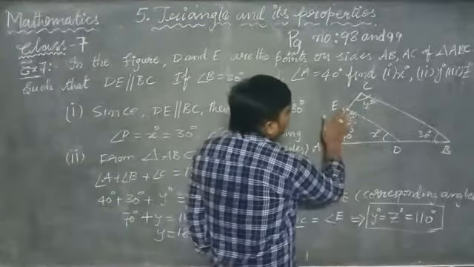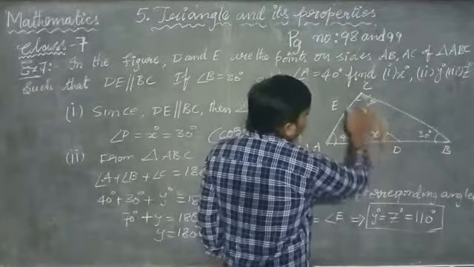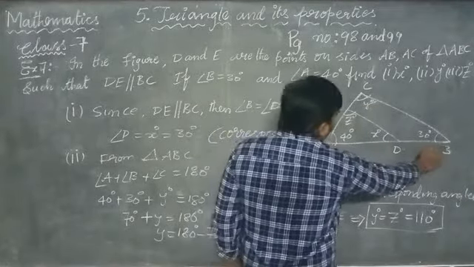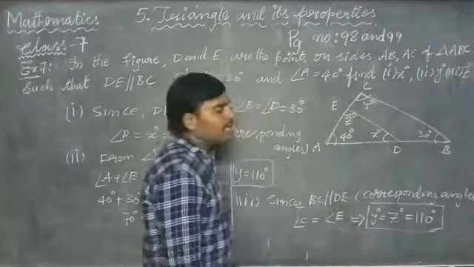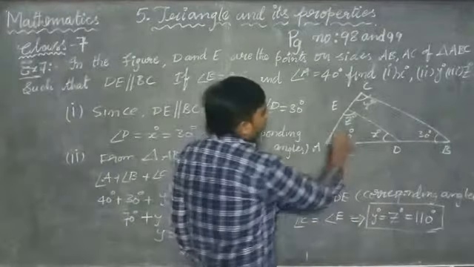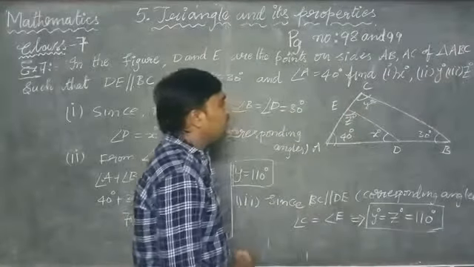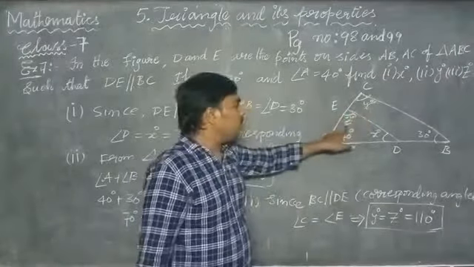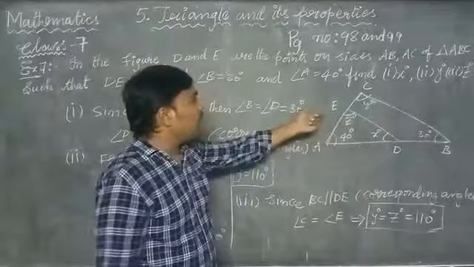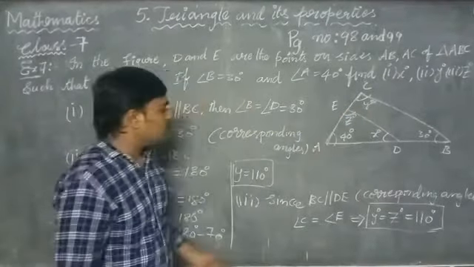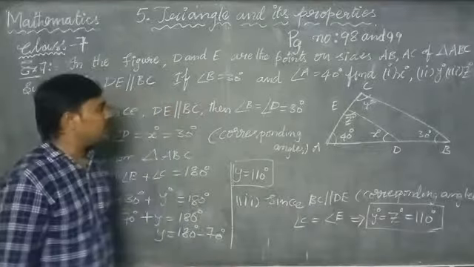These two lines are parallel, so lines AE and BC are parallel lines. So the corresponding angles at C and E are equal. So angle y equals angle z. We have already found angle y equals 110 degrees, so z equals 110 degrees.